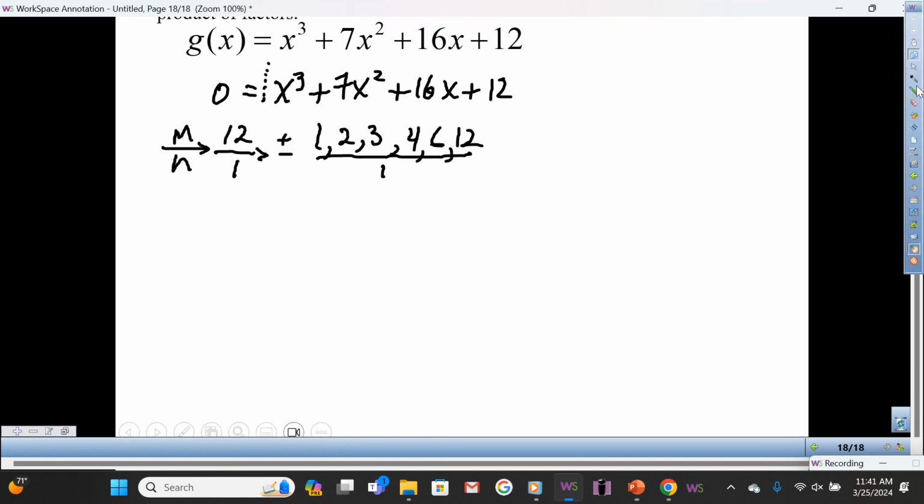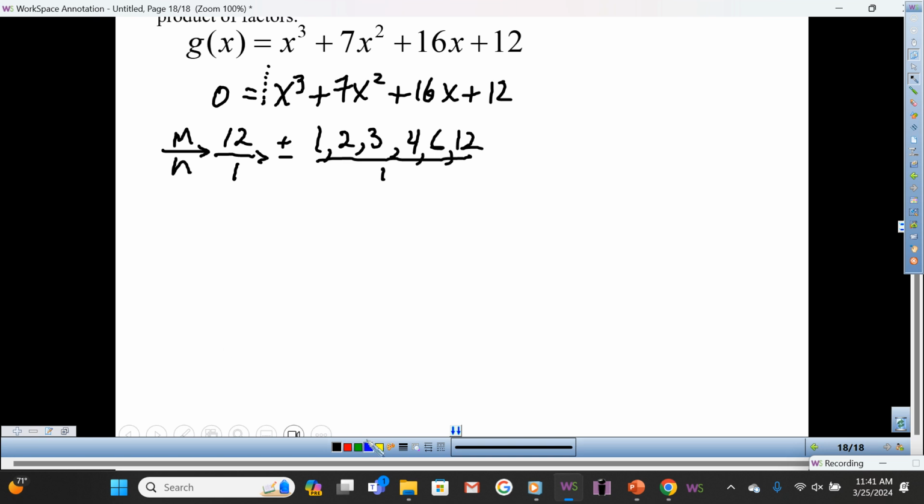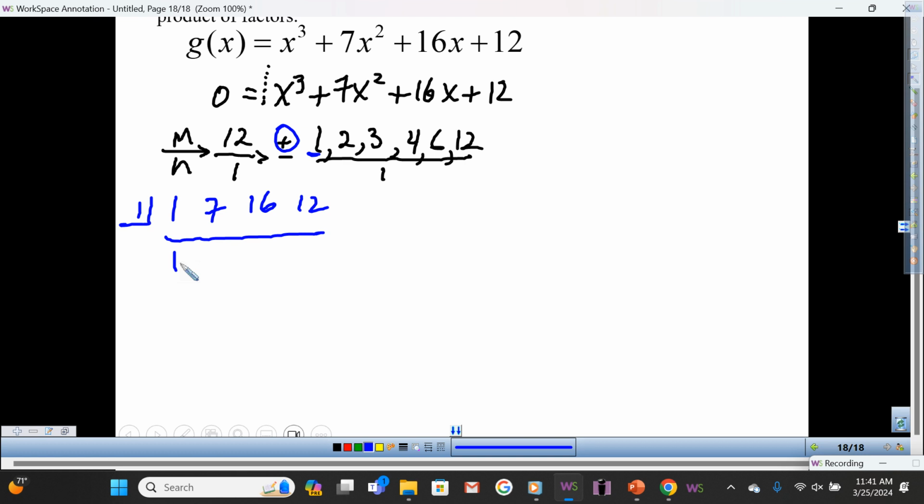All right. So now that we have that, with blue, I'm going to start with what? Positive 1. So positive 1, I'm going to write it here. And then I got my coefficients here: 1, 7, 16, and 12. All right, y'all ready? Here we go. What is 1 times 1? 1 combined, that's 8. 1 times 8 is 8. Combined, that's 24. 1 times 24, 24. Combined, that's 36. Is this my 0?